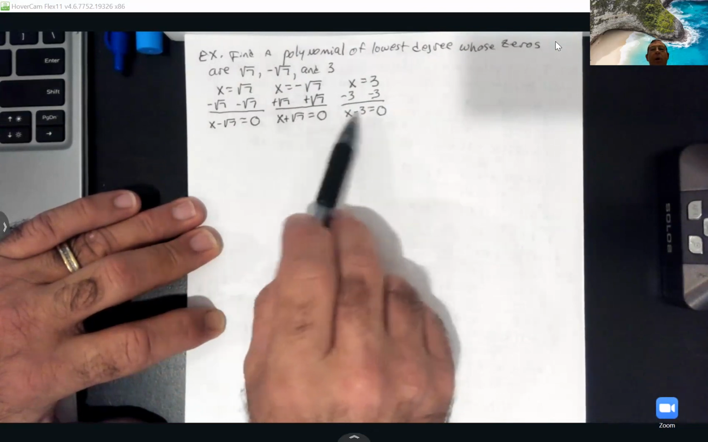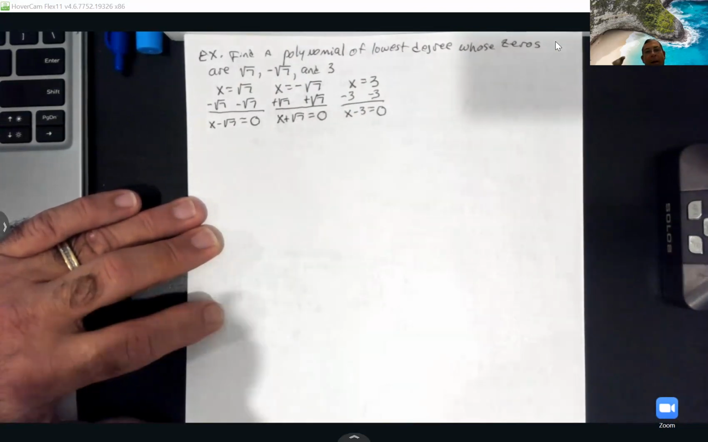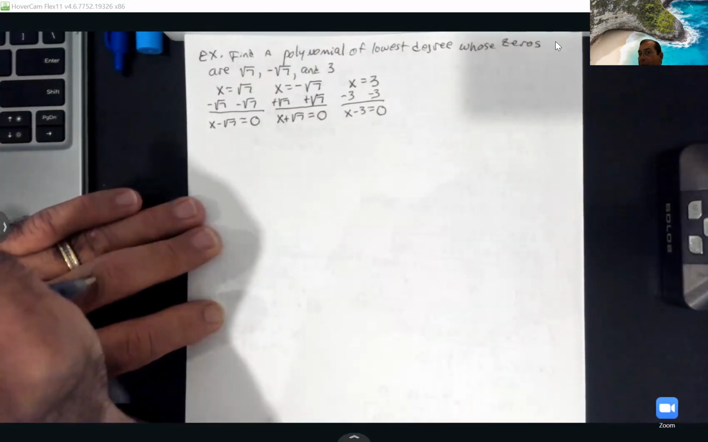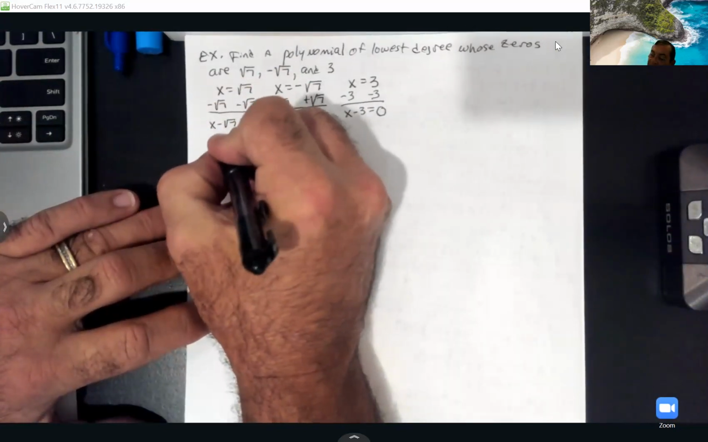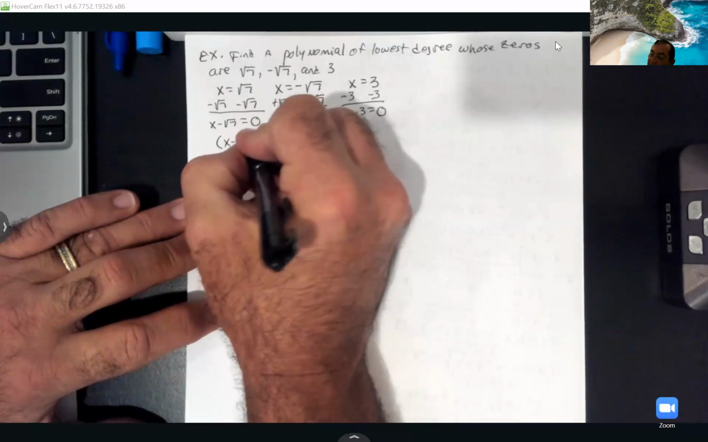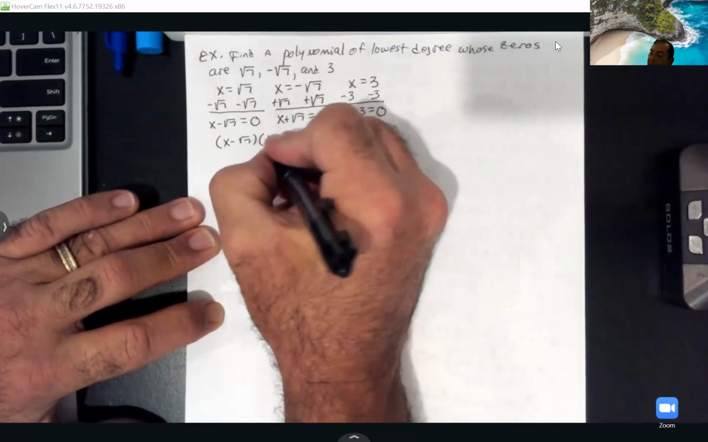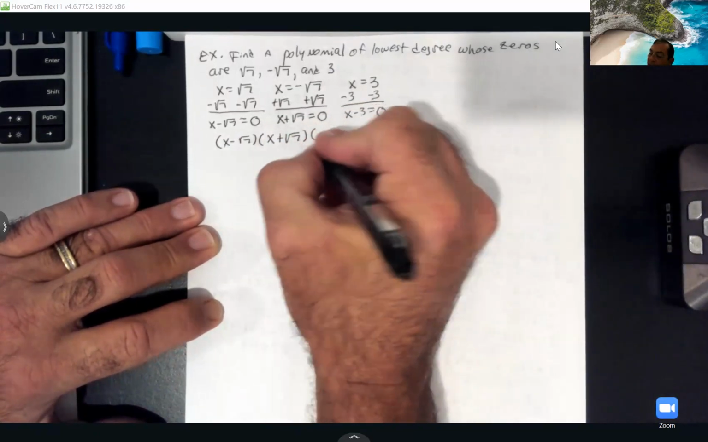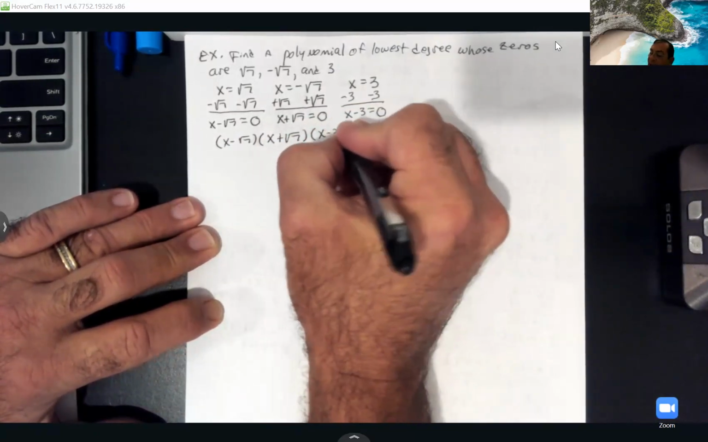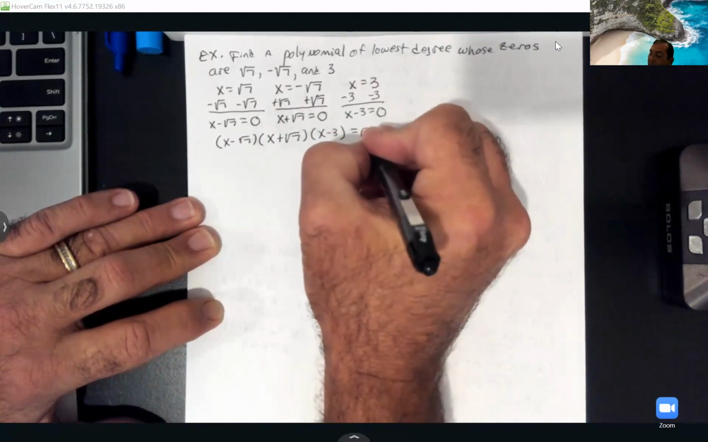So I now have 3 equations equal to 0. I'm going to write that as a product equal to 0. So I'm going to put in my x minus square root of 7, x plus square root of 7, and then x minus 3, all equal to 0.